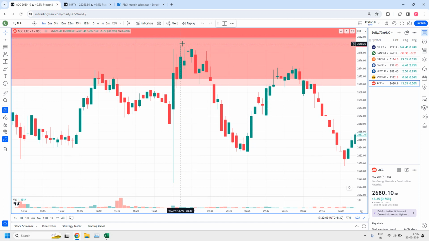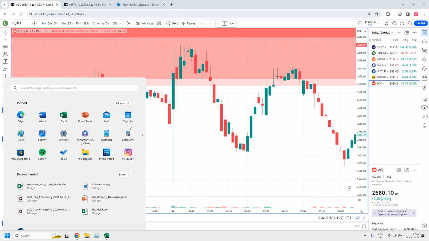Let us assume you decided to plan a trade here, somewhere here. What is the high of this candle? 2680. Let us assume around 2680, maybe even below that, 2679.50. Like that you would have kept your trade. Okay, approximately 2680.